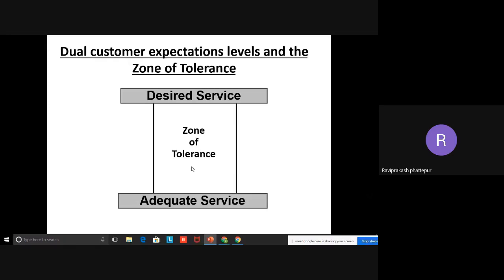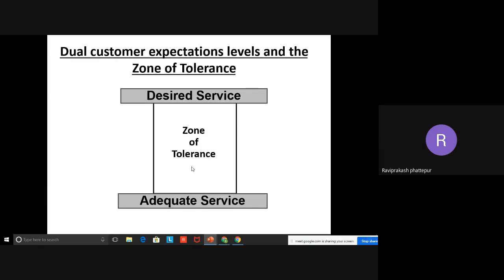Again, this can be asked for 3 marks. Very much important. What is zone of tolerance? It's a zone between desired service and adequate service. So I have to give the definition of desired service. What do you mean by desired service? Then adequate service. Then you have to tell the area between these two services. That is, desired service and adequate service is known as zone of tolerance.